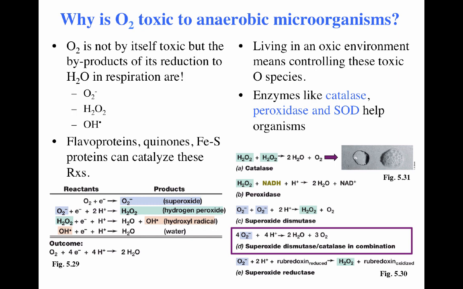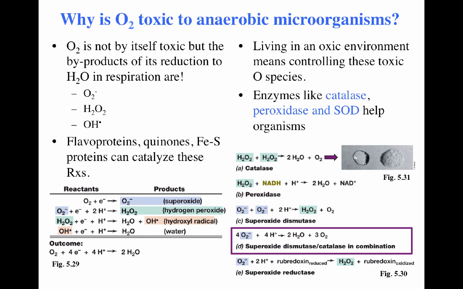And this figure 5.29 is showing you the steps in which you have an oxygen molecule being completely reduced into water and how some of those intermediate reactive oxygen species are generated. Now, traditionally, cells have ways to defend themselves against these molecules, and we call them antioxidants. So when a cell is living in an environment that contains oxygen, that means that the cell has to have a way to defend itself from those toxic reactive oxygen species. One way in which bacteria do that is by having enzymes such as catalase, peroxidase, or superoxide dismutase, or SOD.